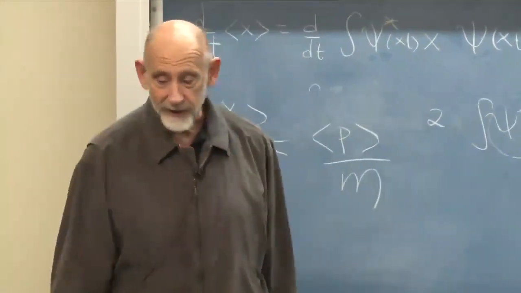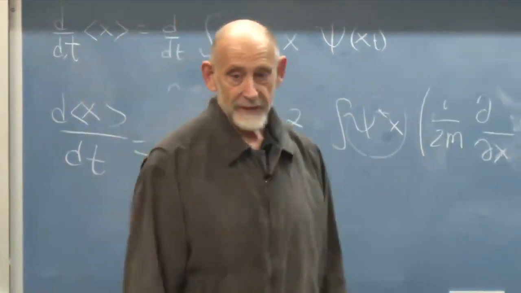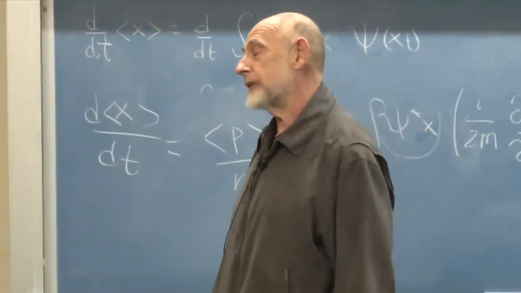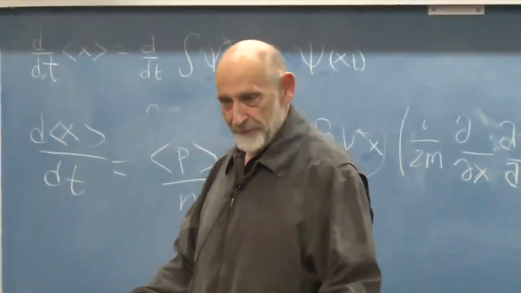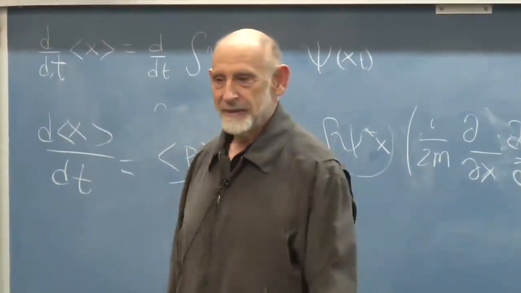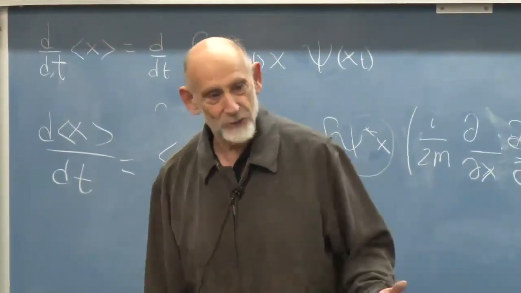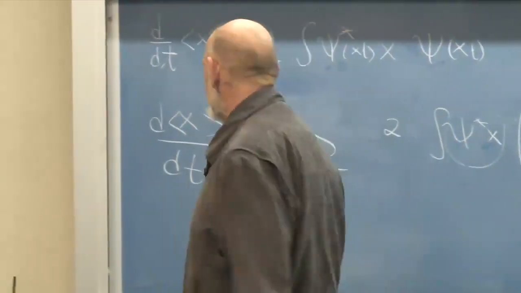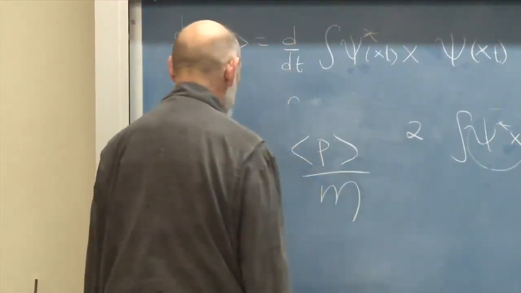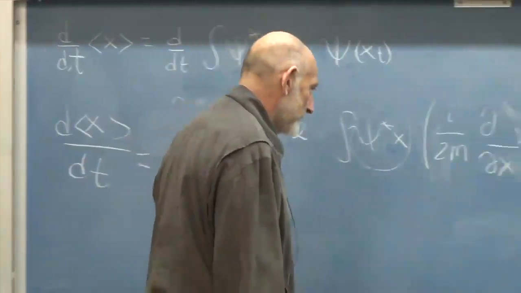What's the other half of mechanics? We found that, oops, I just gave it away. dx by dt is P over m. What's the other half? dP by dt. That's Newton's law. Time derivative of momentum is called force. So let's see if we can do the same thing with momentum.